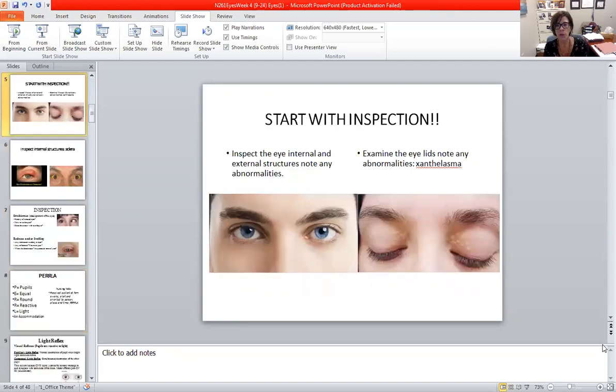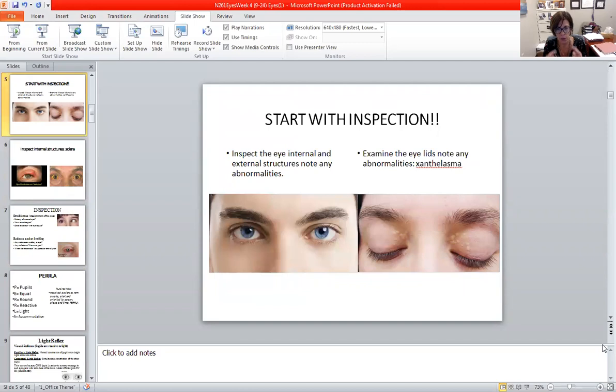So start with inspection all the time, right? In health assessment, we start with inspection. So again, I want you to take away from this what you're going to be doing with your patients, because a lot of the stuff on the eyes in this chapter is stuff that they would be seeing their optometrist or ophthalmologist for. But you as a nurse can start with inspecting. You can look at someone's eyes, the internal structures and the external structures, and note if there's abnormalities.